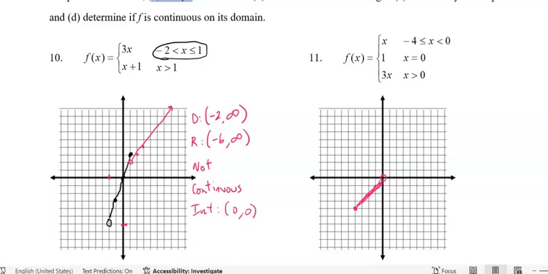Okay, and then y equals 1. Okay, so that's a horizontal line, but it's only for x equals 0, so that's really just describing the point 0, 1, which is right there. And now we'll do, just change the color up a little bit, we'll do y equals 3x. So that also starts here at the origin and has a slope of 3.